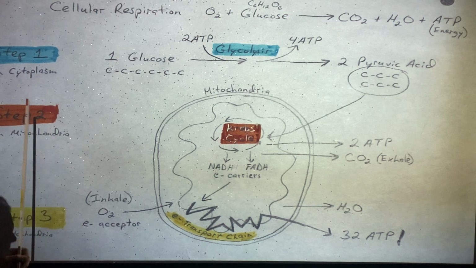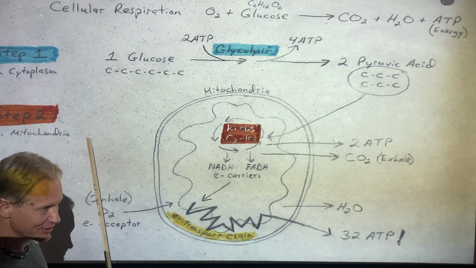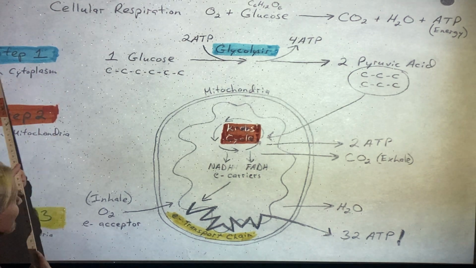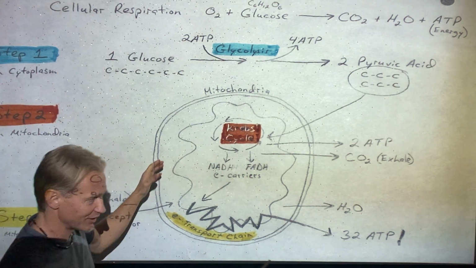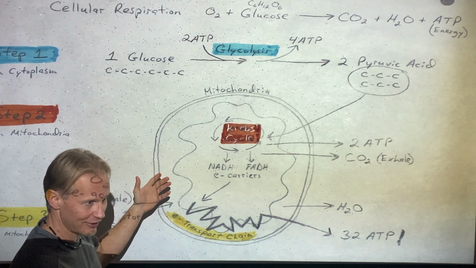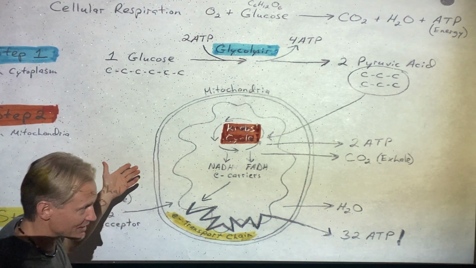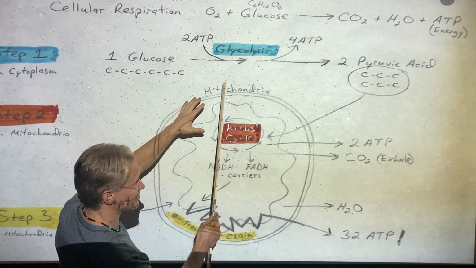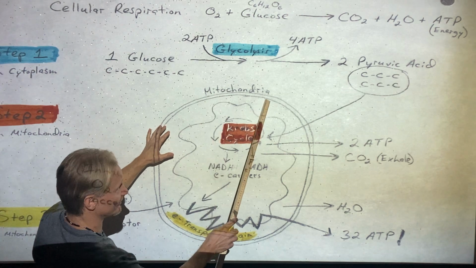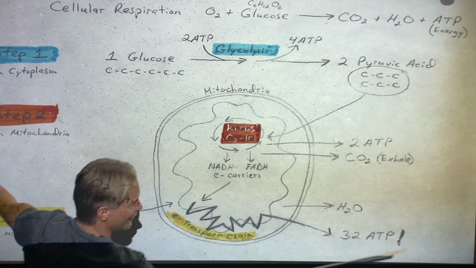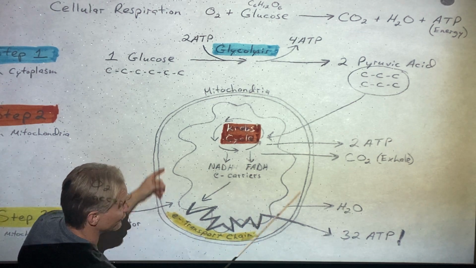So there's only 2 locations where this happens. Step 1 happens in the cytoplasm of the cell. So remember the cell again. If it's an animal cell, we don't have chloroplasts. If it's a plant cell, it does. But also inside these cells are these little bean-shaped things called mitochondria. So picture this is a whole big giant cell, and within that cell is another wee little cell.